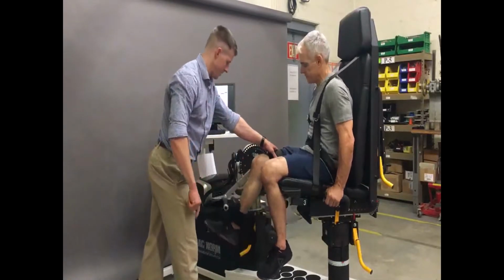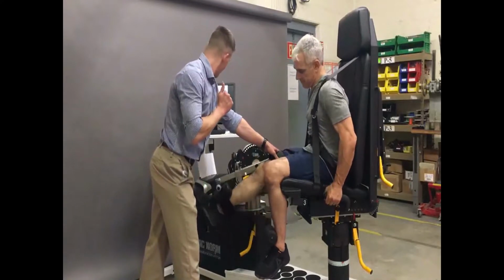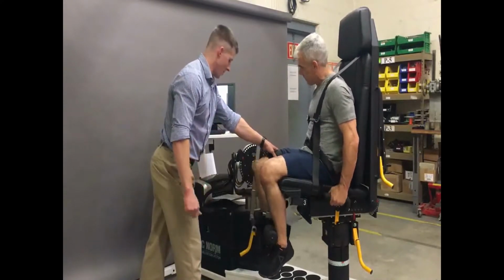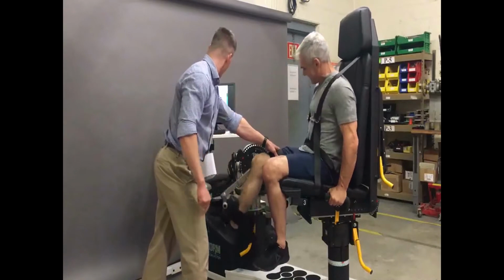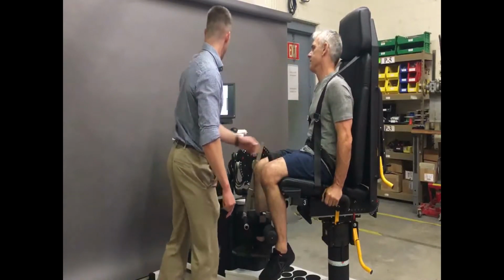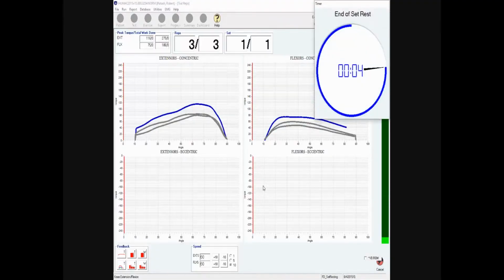Rob's going to have 3 warm-up reps. The first is easy, second is medium, and the third is hard. He's pushing up with his quad and then pulling back down with his hamstring. And here you can see the difference between the easy, medium, and hard reps.